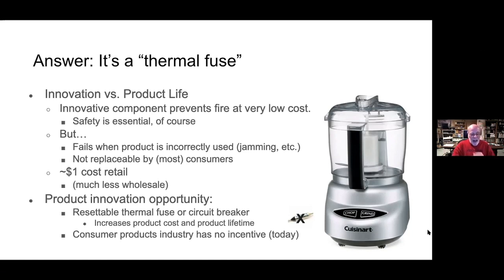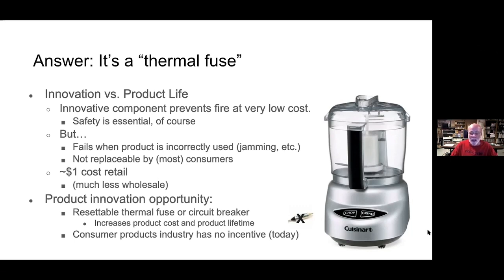So where's the opportunity here? So we could have used some other kind of device to prevent the fire. It could have been resettable. There could be a little button in the back that you could press and say, oops, sorry about the Parmesan cheese. If I press this button, I'll now reset this. Promise not to try to grate bricks or anything like that again, right?